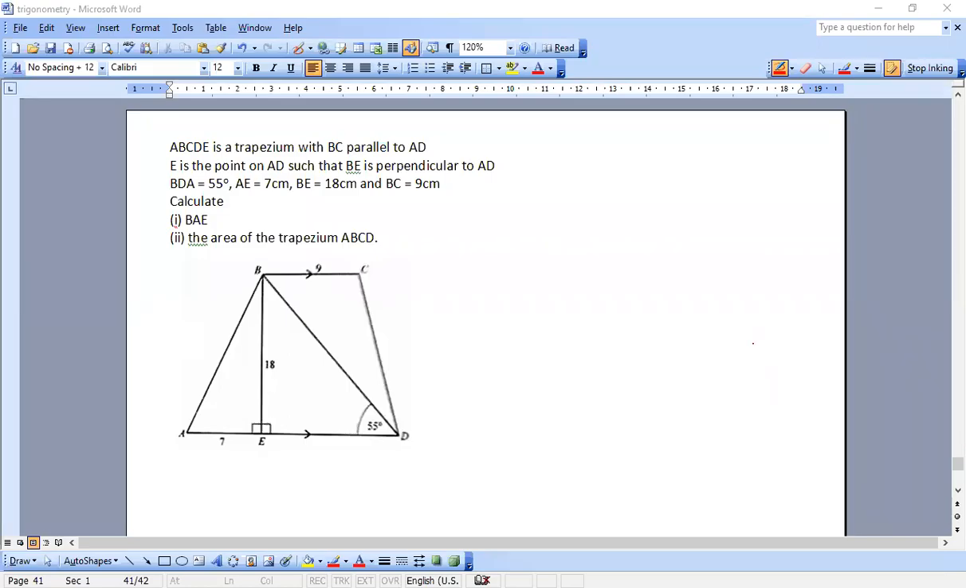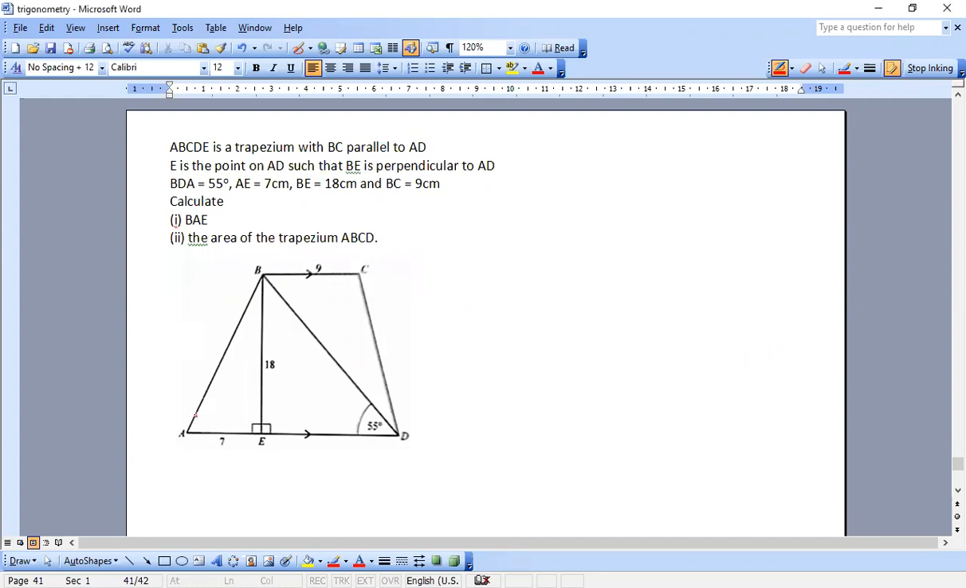ABCD is a trapezium with BC parallel to AD. E is the point on AD such that BE is perpendicular to AD. BDA is equal to 55 degrees, AE is equal to 7 centimeter, BE is equal to 18 centimeter, and BC is equal to 9 centimeter. Calculate BAE.